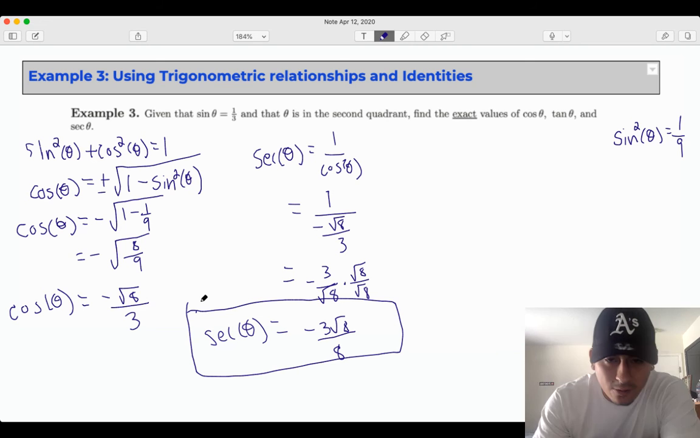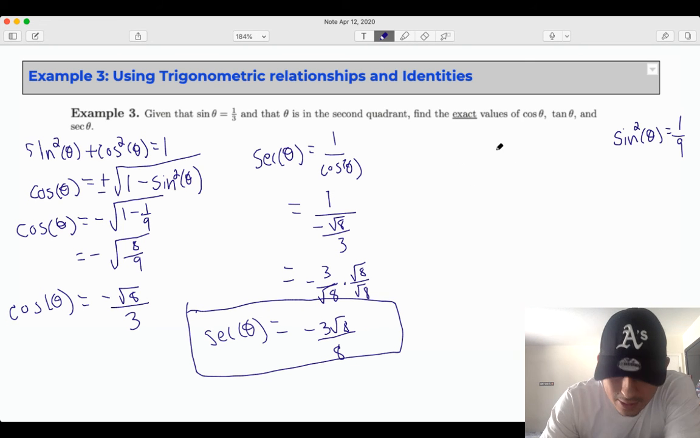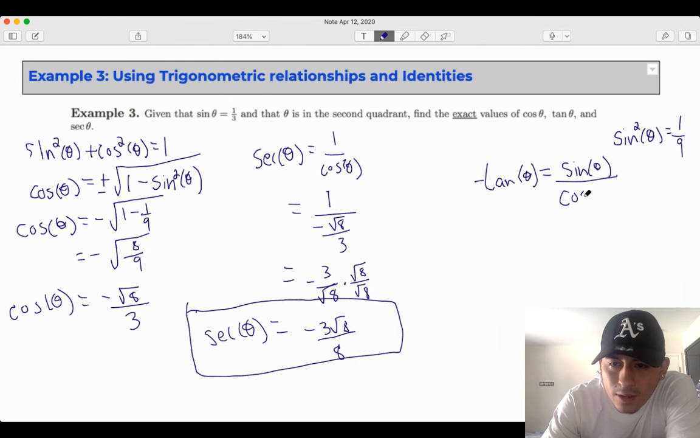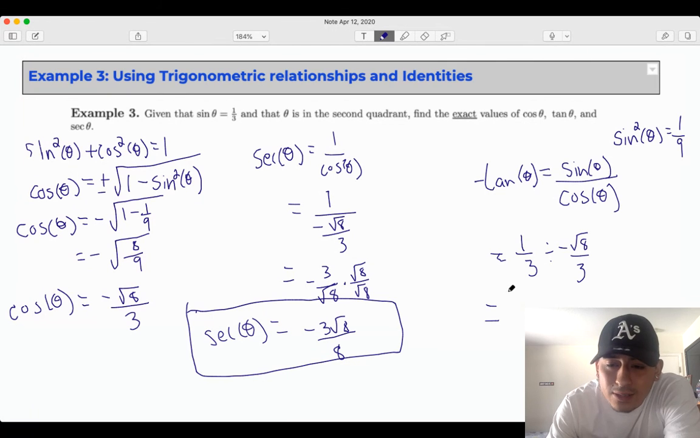And one more. Now we want to find the value of tangent of theta. Remember, tangent of theta is equal to sine of theta divided by cosine of theta. I already have the values of sine of theta and cosine of theta. Sine of theta, they gave it to me in the beginning. It was 1/3. And I'm dividing that by the value of cosine of theta, which is negative square root of 8 divided by 3. I'm going to divide these two and simplify.